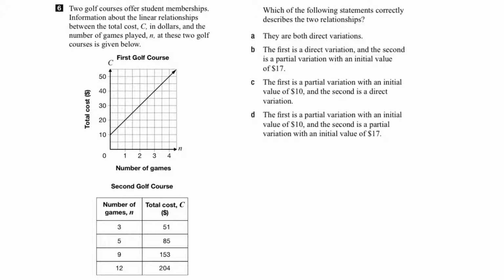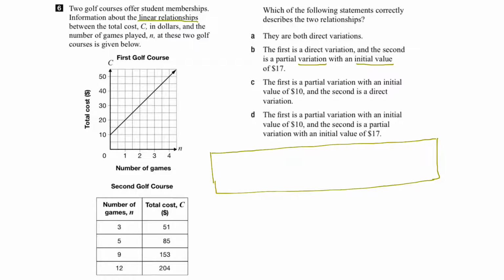In this question, we're given some information about student memberships at two golf courses, one in grid form and one in table form. And then we have to determine which of the statements here correctly describes the two relationships. We're told that the relationships are linear, and if we look through the statements, we can see that they're all dealing with things such as variation and initial value. So this gives us some direction, and if we can just draw a grid and figure out what is the initial value and what is the variation involved with each of the courses.